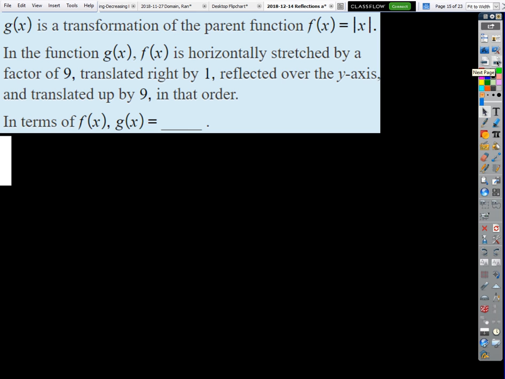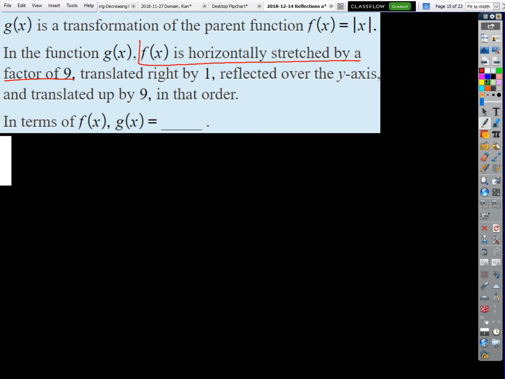First thing we're doing is horizontally stretching by a factor of 9. Then we're translating right by 1. Then we're reflecting over the y-axis. And then we're translating up by 9. Okay, so let's just add this piece by piece. Let's start off, maybe we'll just color code it. So the first thing we're going to do is stretch by a factor of 9.